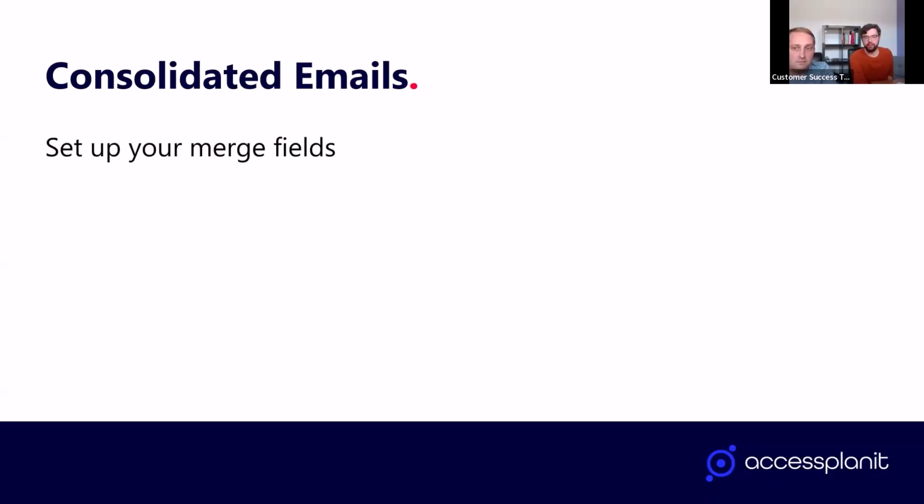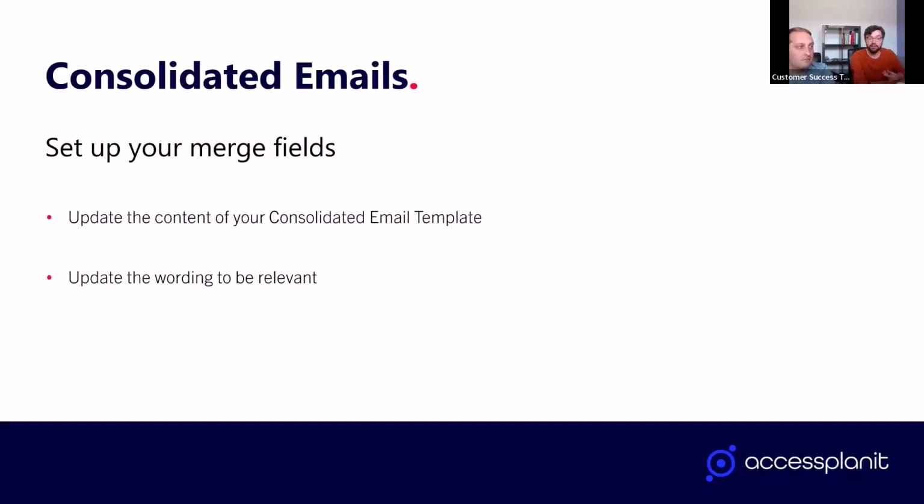Now we've got our base email template created, we need to update it to be relevant for supporting multiple delegate details. And to do this, we need to take the following steps again. We need to update the content of the consolidated email template. We need to update the wording to be relevant to the recipient. For example, you have booked these delegates rather than you will be attending. So it's tailored towards the booker rather than the delegates.